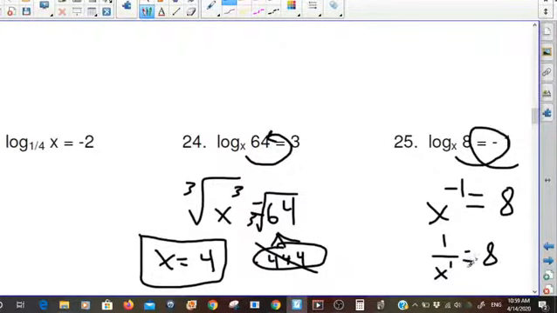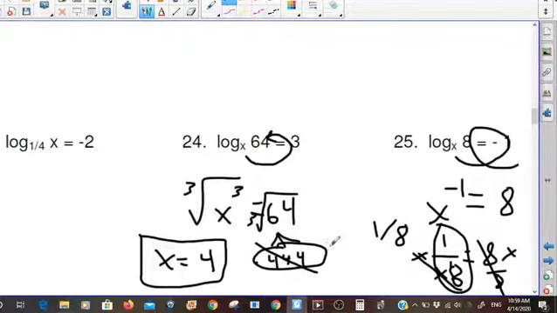You'd have to switch it around. So times by x over to here, and divide by 8 down here. So you get 1/8. x equals 1/8 as your answer. I think in my canvas it'll look like that, 1/8, for number 25.